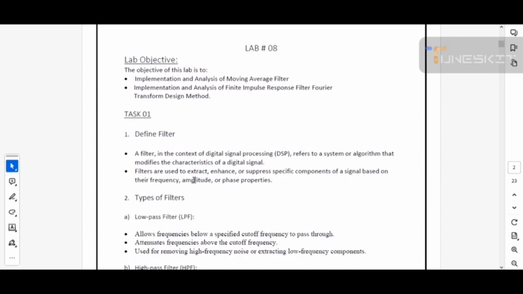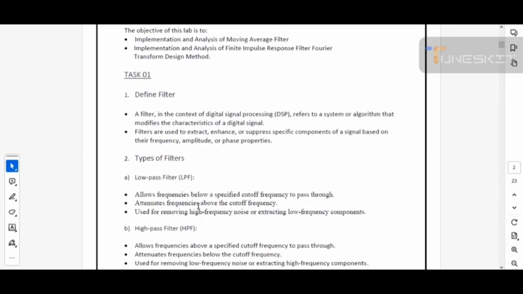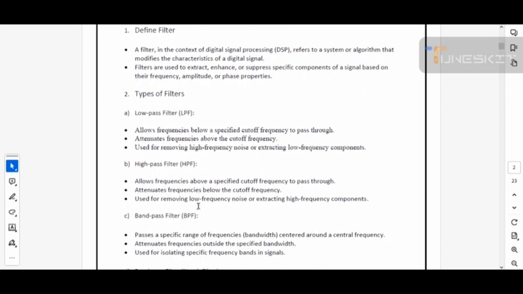This is our lab number 8, and in this lab, the first task is to define the filter. A filter, in the context of digital signal processing, refers to a system or algorithm that modifies the characteristics of a digital signal, and filters are used to enhance or suppress specific components of the signal.